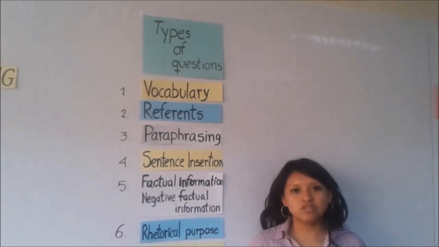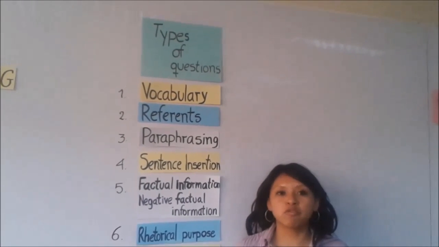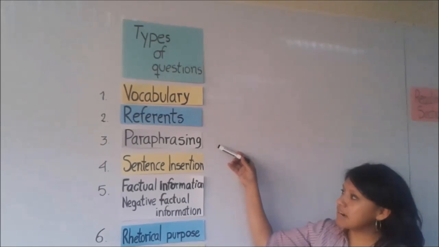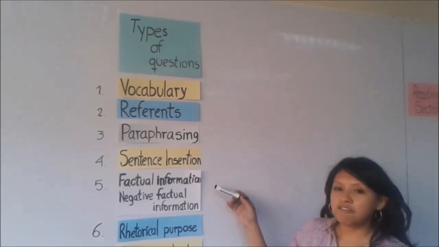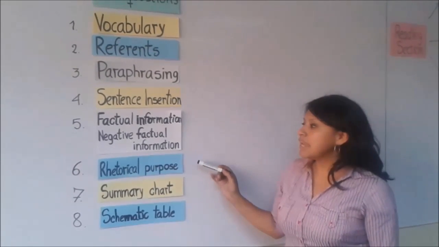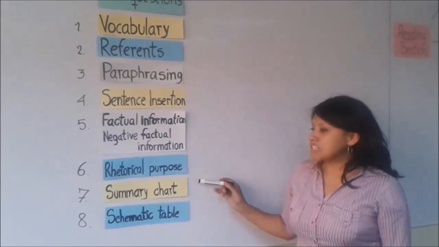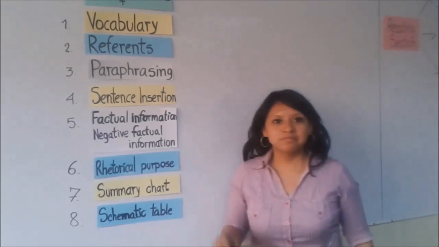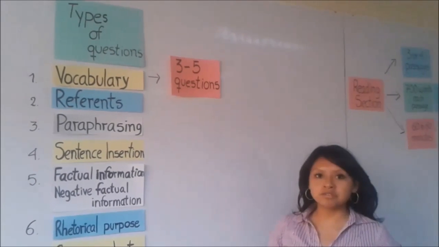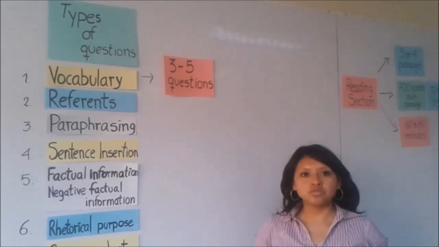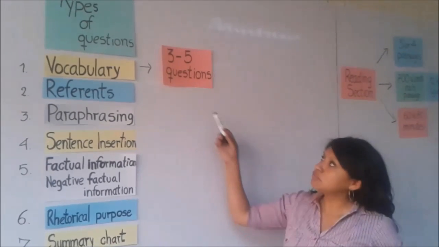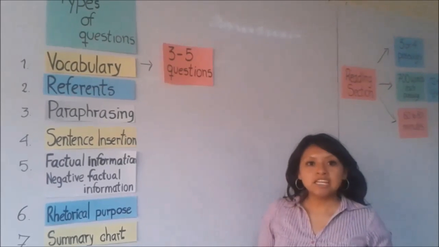In the reading section, you will find 8 types of questions. They are vocabulary, reference, paraphrasing, sentence insertion, factual information, negative factual information, rhetorical purpose, summary chart, and schematic table. Now I am going to explain the vocabulary question. A vocabulary question asks you to identify the meaning of a word. You will find 3 to 4 questions in each passage.